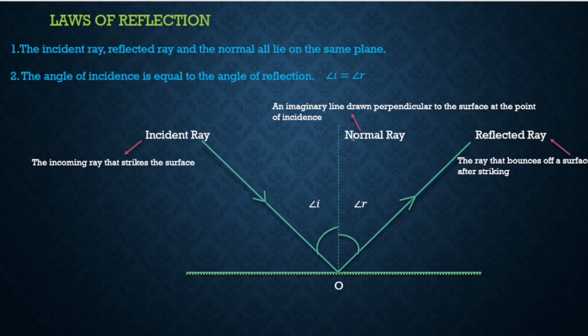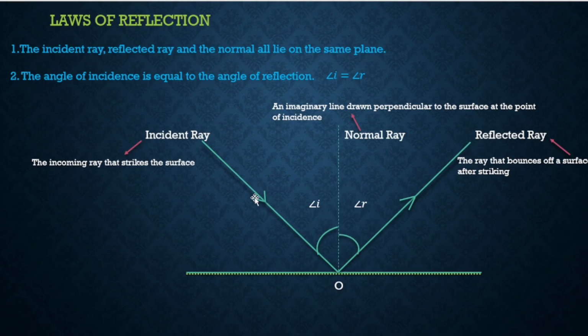This is the imaginary line. The normal ray is the imaginary line which is drawn perpendicular to the surface at the point of incidence. This is the point of incidence. Okay? This is the incident ray, this is the normal ray. The angle between the incident ray and the normal ray is called your angle of incidence. The angle between the reflected ray and the normal ray is called your angle of reflection.